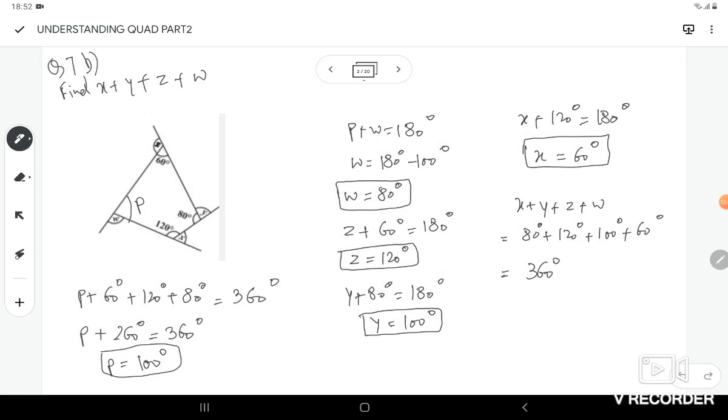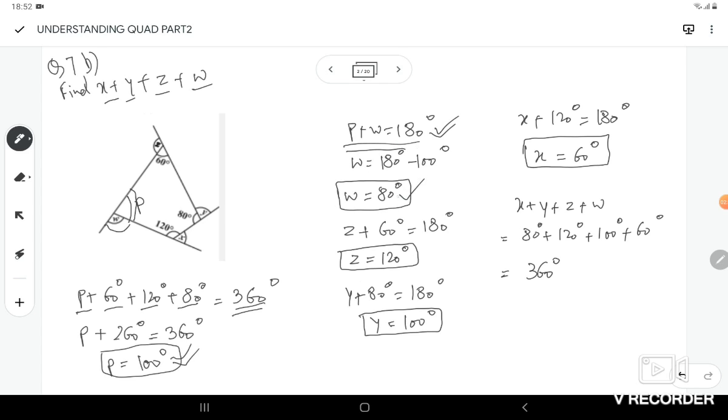Now moving on to the B part of question number 7. We have to find the value of x plus y plus z plus w. Using the angle sum property of the quadrilateral, angle P plus 60 degree plus 120 degree plus 80 degree is equal to 360 degree, and finally angle P comes out to be equal to 100 degree, and angle P plus angle W is equal to 180 degree due to the property of linear pair of a straight line.